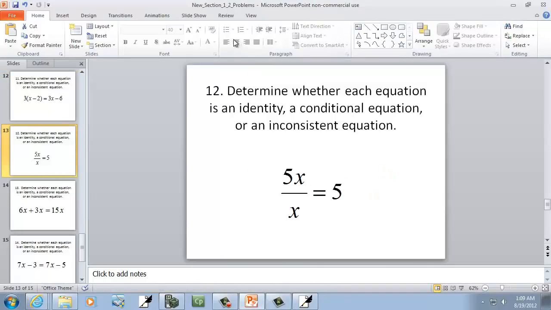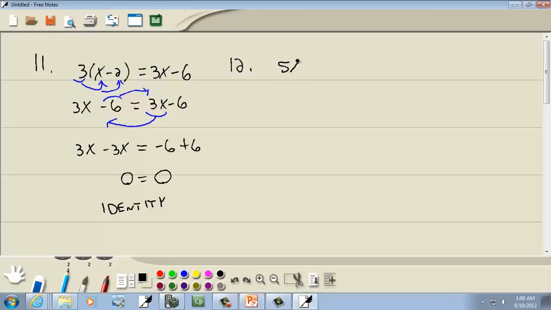Let's take a look at our 12th example. 5x over x equals 5. And we're going to solve it like normal. First step, get rid of parentheses, don't have any. Second step, get rid of fractions. Multiply everything by the LCM of all their denominators. Well, our only denominator is x, so we're going to multiply everything by x. The x's are going to cancel, and we get 5x is equal to 5x.